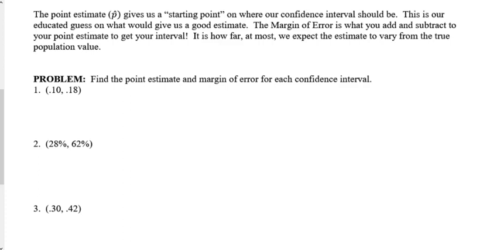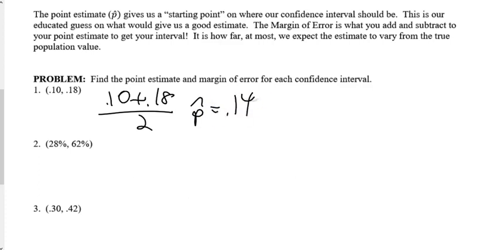There's going to be some of that in there. We're going to add and then divide by 2, right? Because we're trying to find the average, the middle. Where is the point estimate in the middle? And then there's going to be leeway on both sides. So when we do that, we're going to find out that p hat is 0.14.